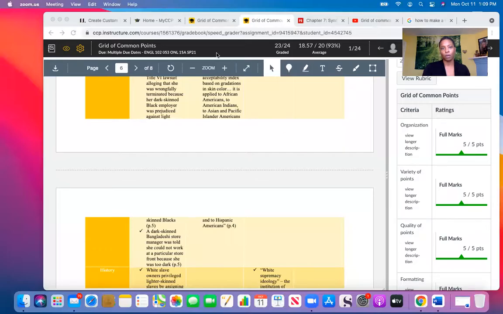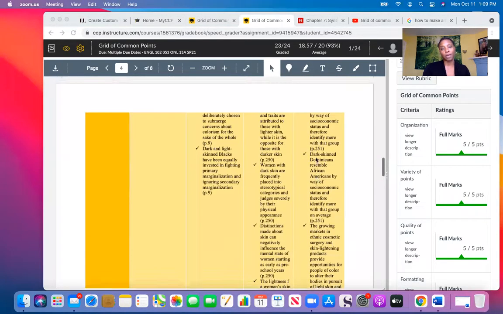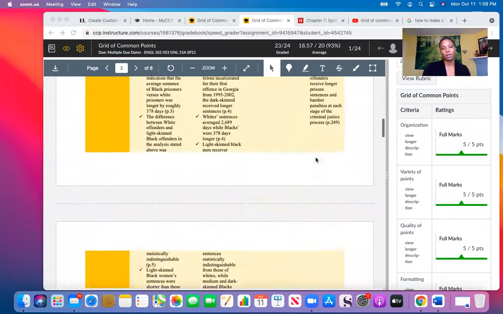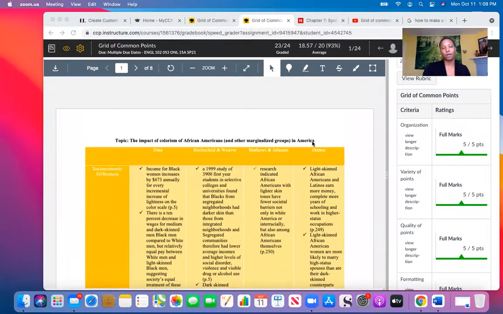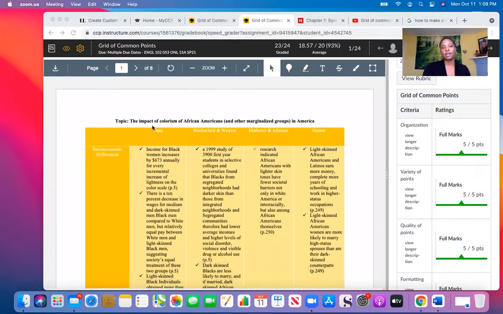So the first thing I'm going to do is just share my screen. And here are some grid points from previous classes. Here she has her topic, the impact of colorism on African Americans and other marginalized groups in America. This is the research topic, and she's trying to figure out how colorism has impacted African Americans and these other marginalized groups. So here's how she sets up her grid.